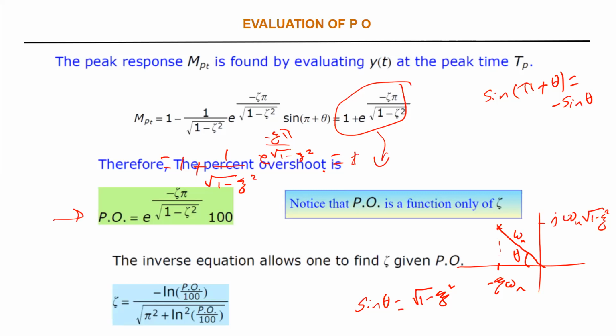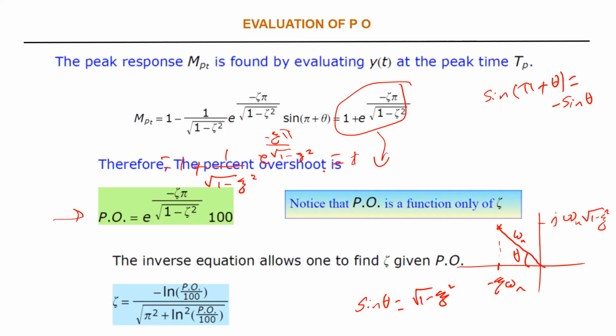Now, if I need a certain overshoot from my system, I will set zeta to get that overshoot. From the overshoot, I can determine what my zeta is. Or if I want a certain overshoot, I select a certain zeta to give me that overshoot.